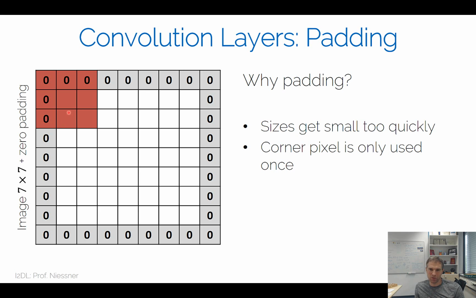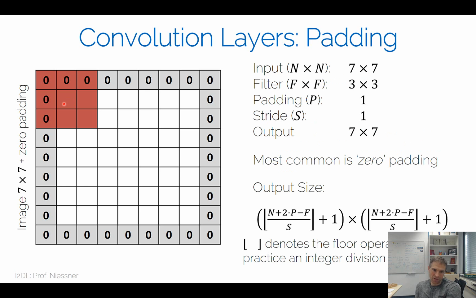Now we have to adapt our formula for the output sizes though, right? So what do we have right now? We have here an input image of 7 times 7. We have a 3 by 3 filter. We have a padding of 1, and we have a stride of 1. That means the output is going to be 7 by 7. So we didn't change the input dimensionality.